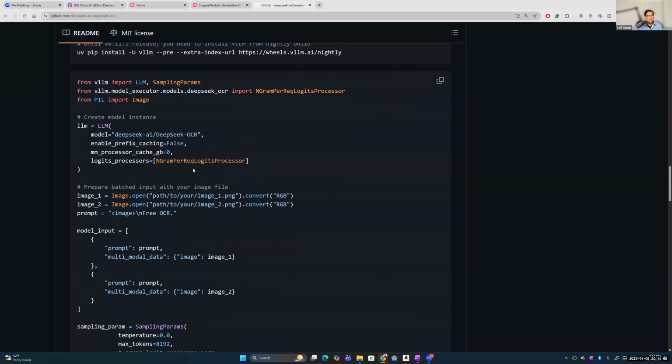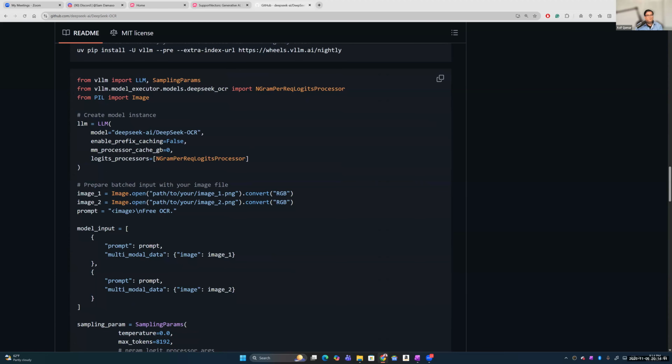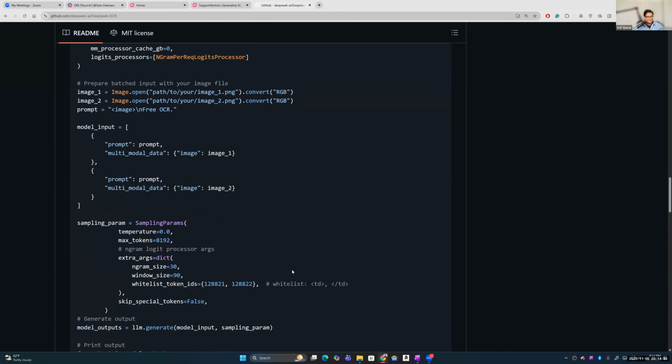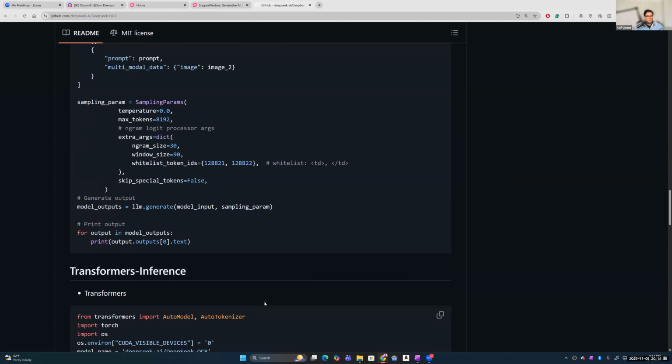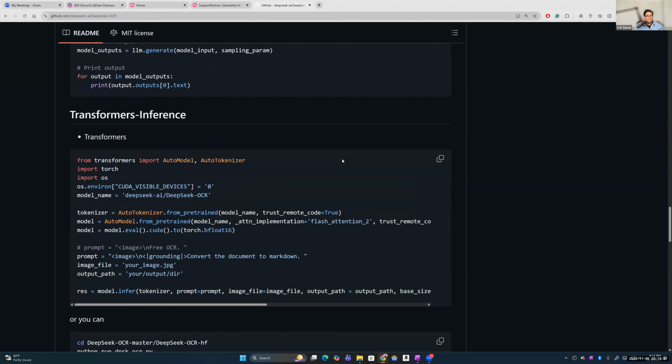What are we doing? Let's look at the code. You say, here's my model, enable prefix caching, and some basic things. Then here is image 1, image 2, and the prompt, free OCR. In other words, just don't do anything else, just convert it, do the OCR. And the multimodal and sampling parameters, and then you see the output. So very easy to do, transformer inference, right?